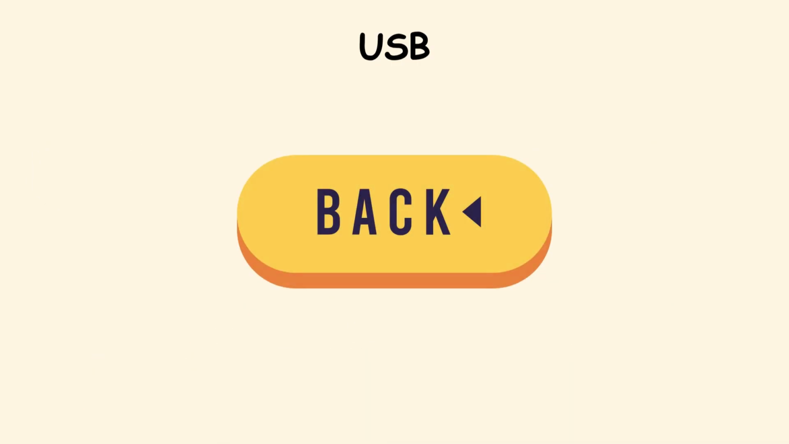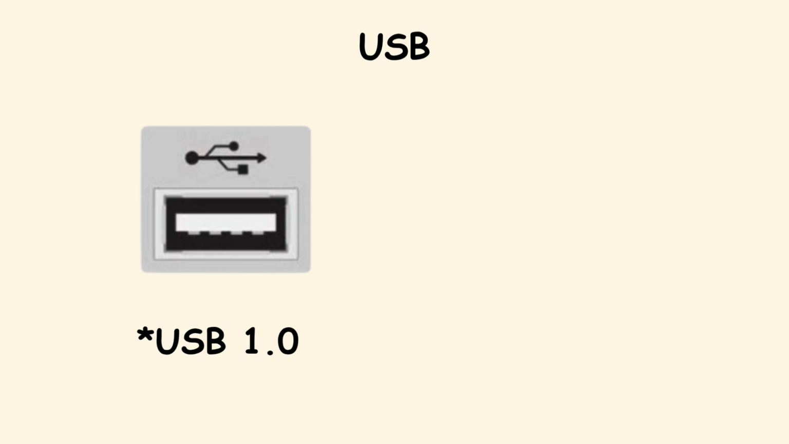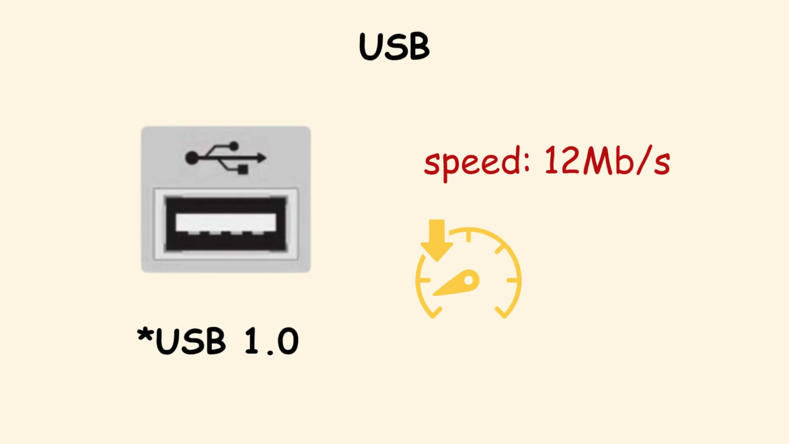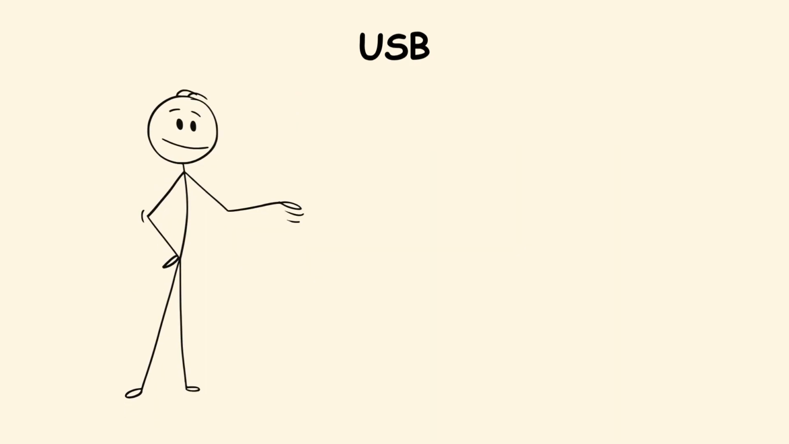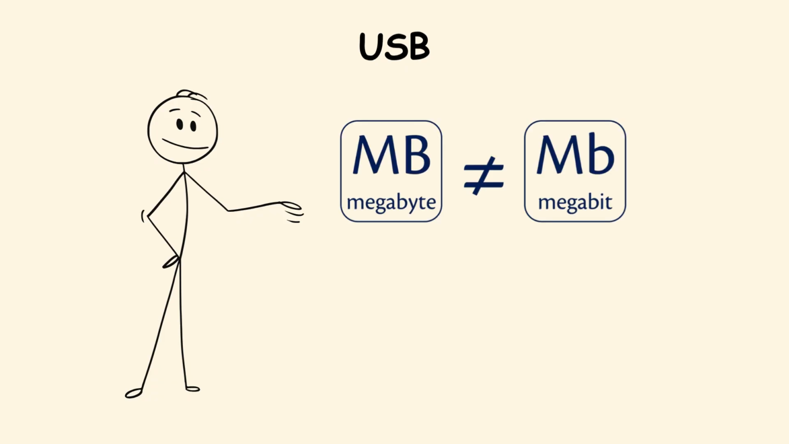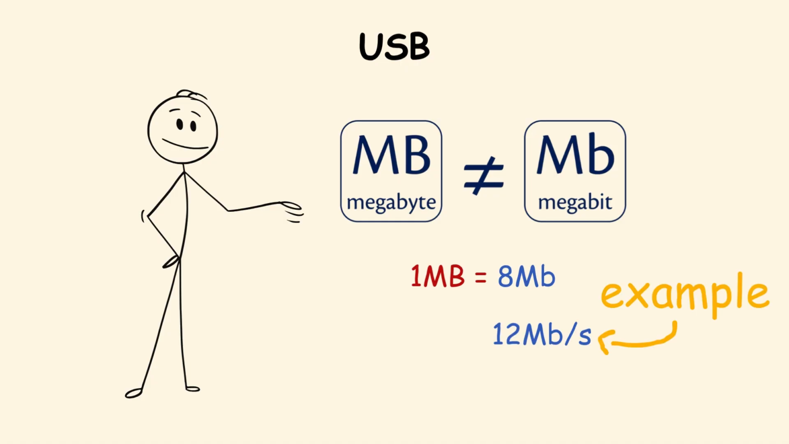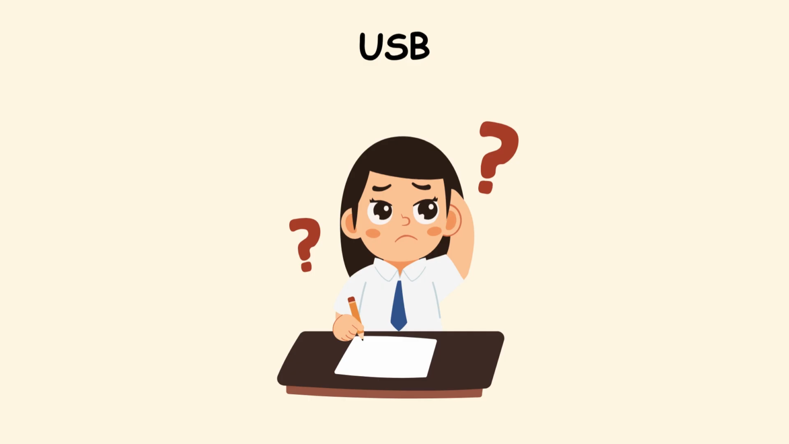Let's go back to the beginning. USB 1.0 could only transfer data at 12 megabits per second. Its ports were usually white, but honestly, it's way too slow for today's standards and basically gone now. And by the way, when I say slow, here's a quick reminder. Megabits and megabytes are not the same. 1 byte equals 8 bits. So speeds written in megabits per second are about 8 times smaller when converted to megabytes per second. That's an easy place where people get confused.